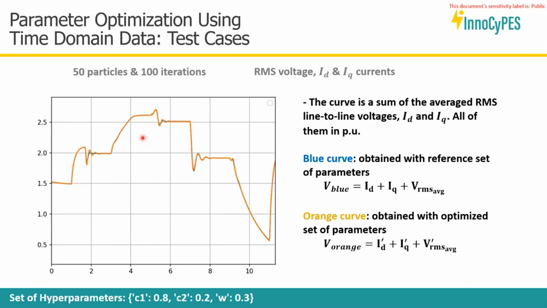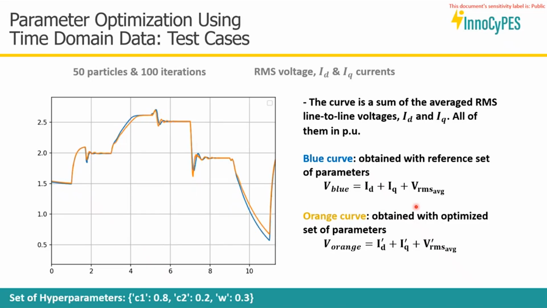So here we need to be mindful about this normalization during the calculation of the cost function. So we normalize all of them in this per unit system. And so this blue curve is the sum of the ID plus the IQ plus this voltage RMS, the average between the voltage RMS of the three phases. And we sum them, right? And that's why we got that curve.